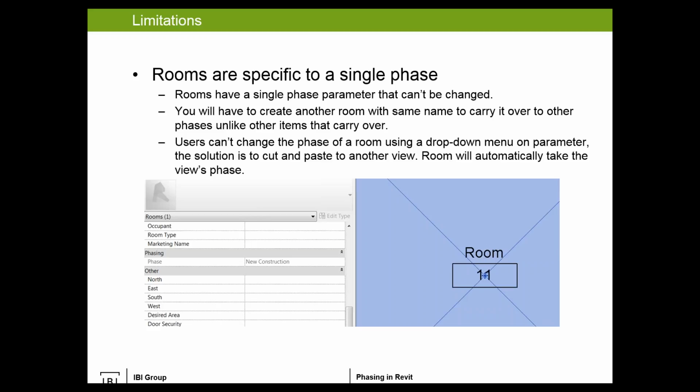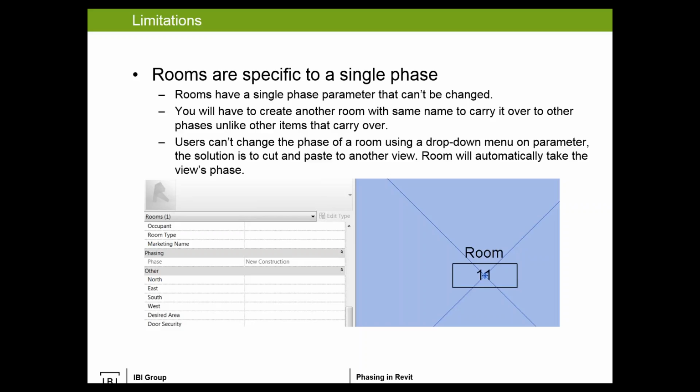And rooms have a weird configuration where they have only a phase parameter. They don't have a phase demolished parameter, and you can't even change the phase of a room as easily as other items. So if you want to change the phase of a room, you have to cut the room and paste it to a view that is set in the phase that you want to paste this room into. And you have to recreate the rooms in phases.